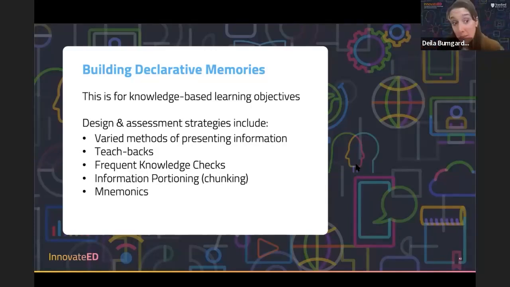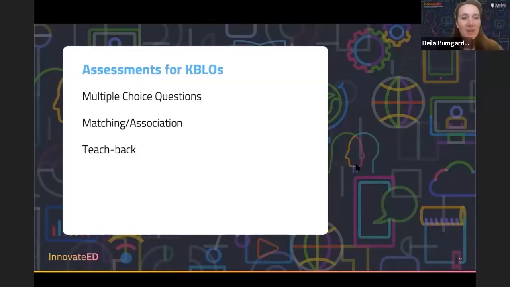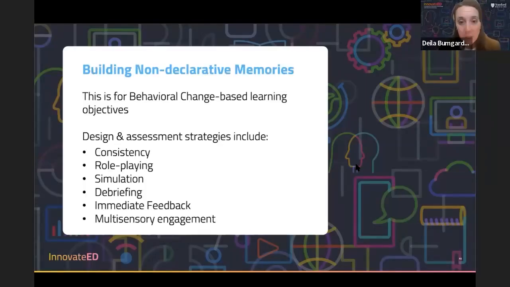And then mnemonics is another one that I feel like frequently is very simple, and we know it from grade school, that gets overlooked in higher education. Give people an opportunity to have that cue-based, joyful mnemonic response to something. All right, so assessments for knowledge-based learning objectives usually look like multiple choice questions, matching or association, and allowing someone to teach back information. Non-declarative memories are what we're creating when we're trying to incite behavioral change.